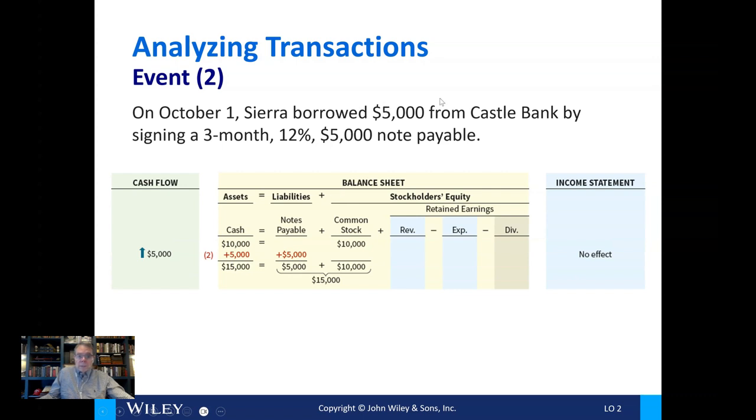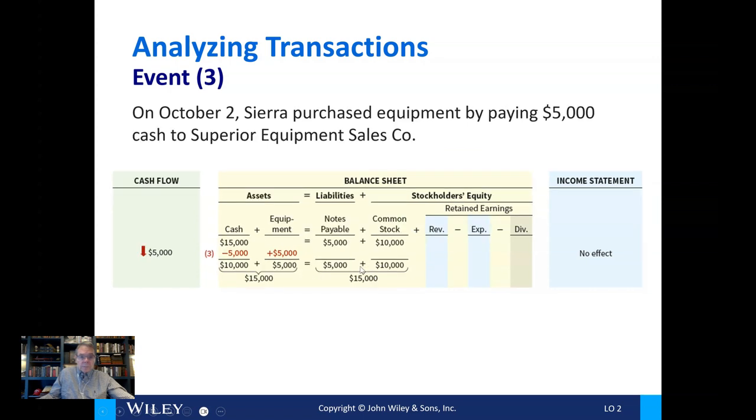Now we're going to borrow $5,000 from Castle Bank, signing a 3-month, 12%, $5,000 note payable. So what have we done? We have exchanged cash or promised to pay this cash back. That's a liability. So we add the $5,000 to cash. So $5,000 asset is equal to liabilities plus owner's equity. So it doesn't affect owner's equity, but we have created a liability. So now we have $15,000 assets equal 5,000 liabilities plus 10,000 equity.